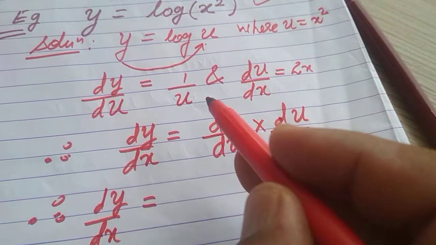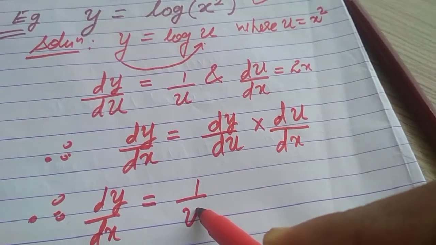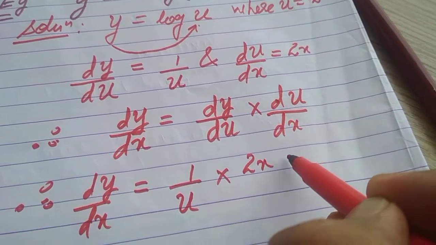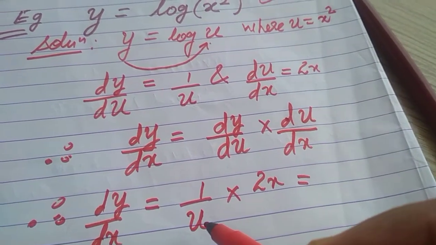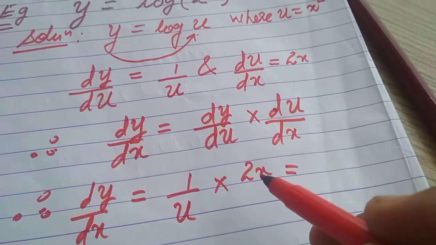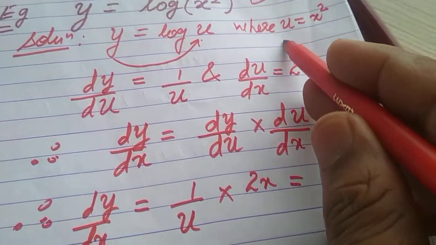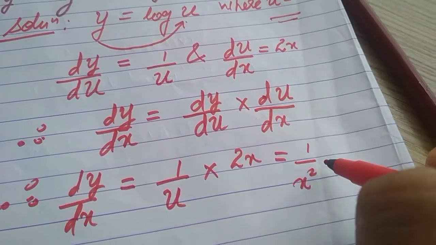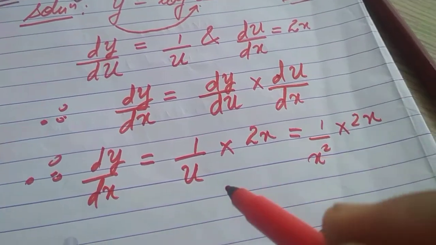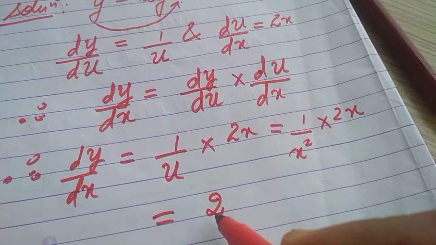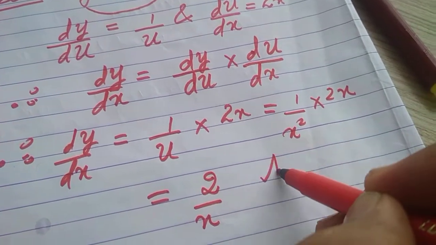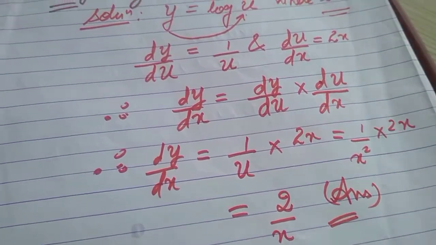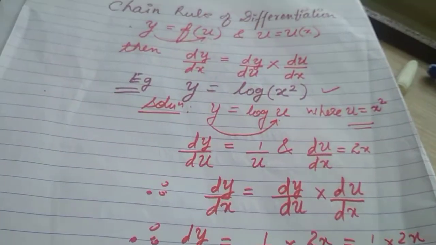So we get dy by dx is equal to dy by du. What is the value of dy by du? It is 1 upon u, multiplied by du by dx, that is twice x. So we have introduced u, and it is our responsibility to resubstitute the value of u. U is equal to x square. So I will write 1 upon x square into twice x, which is equal to 2 upon x. This is your answer. So this is one of the best examples of the chain rule.